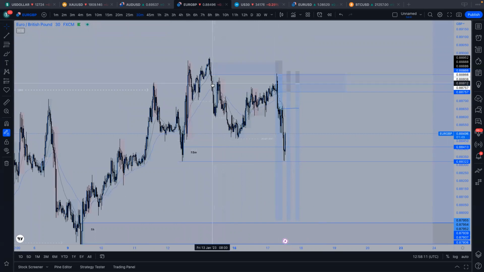This is an order that I set yesterday. I did actually have a trade yesterday off of this 30-minute zone in here.